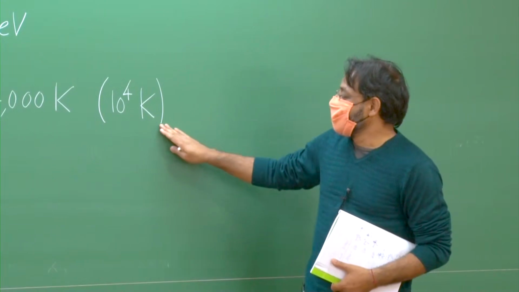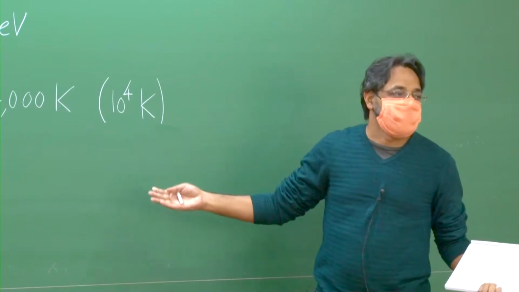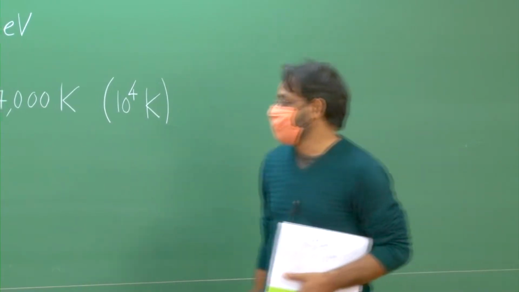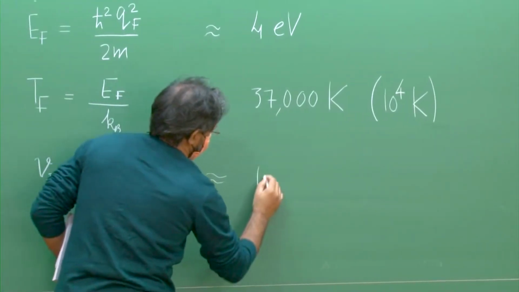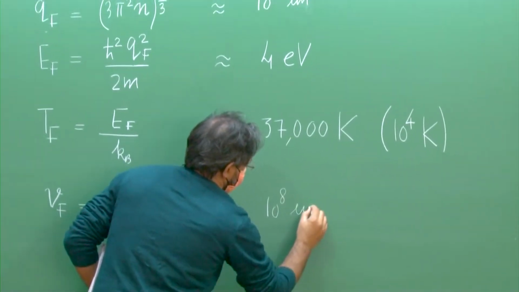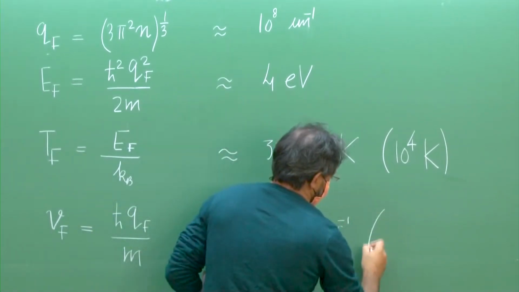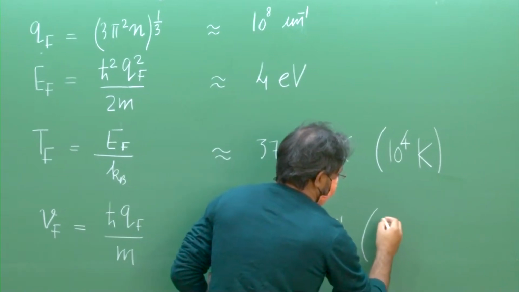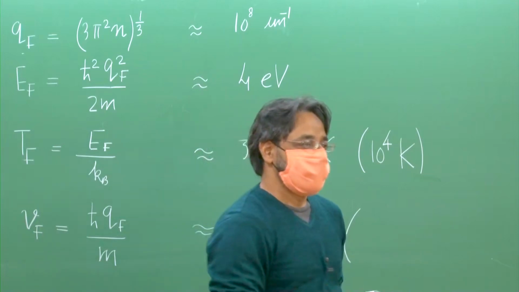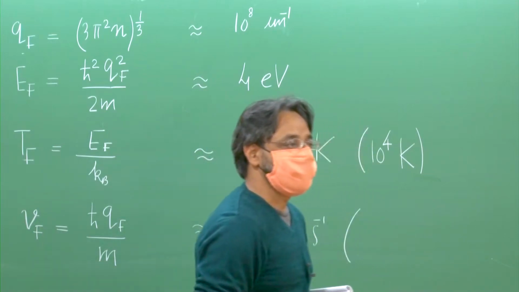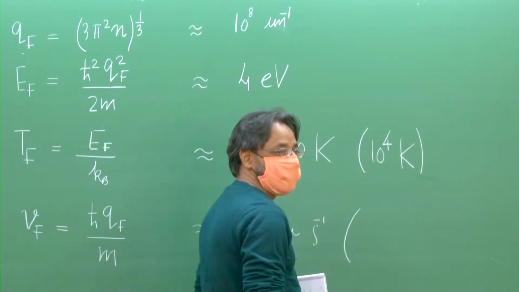But the point is that for all practical purposes, the electron gas is a quantum gas, right? And the velocities are of the order of 10 to the power 8 centimeters per second. Let me just remind you that this is about a factor of 10 bigger than the velocity that you would estimate using the classical laws, half mv square equals 3 half kT. That we called V naught, if you remember, the thermal velocity.